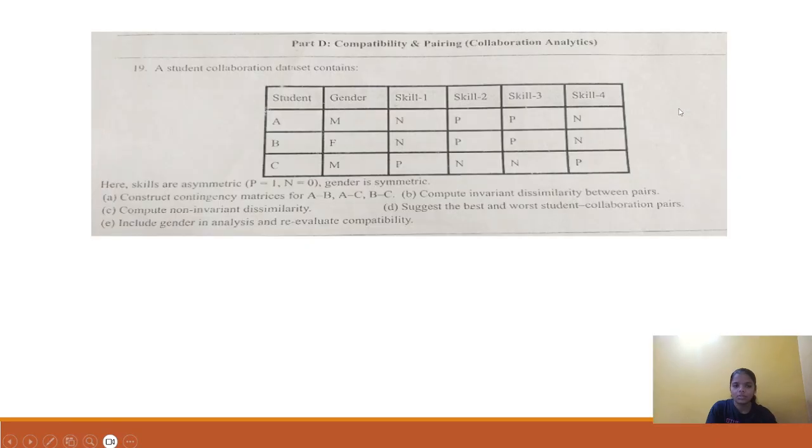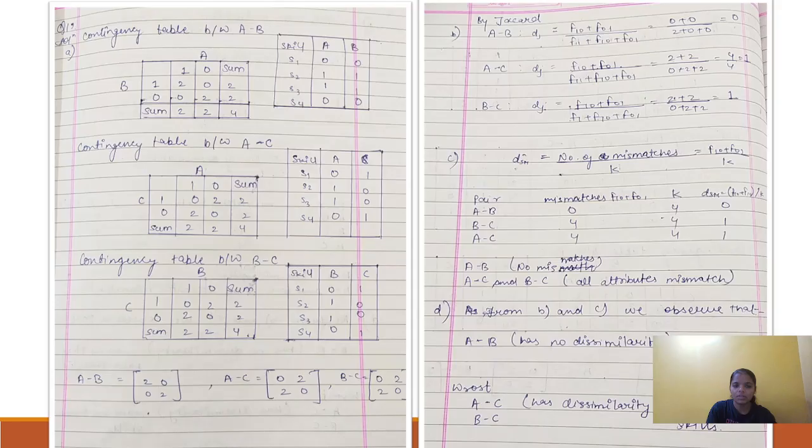Now, in question C, we have to compute the non-invariant dissimilarity. To calculate the non-invariant dissimilarity, we have the formula: the number of mismatches upon K. There are two cases where we find mismatches, that is the 1 0 and 0 1 case, upon K. Here gender is not included, only skills are included. Now pairs AB, BC and AC.